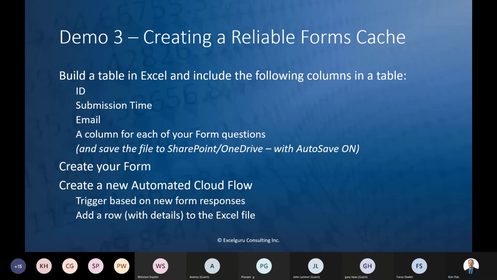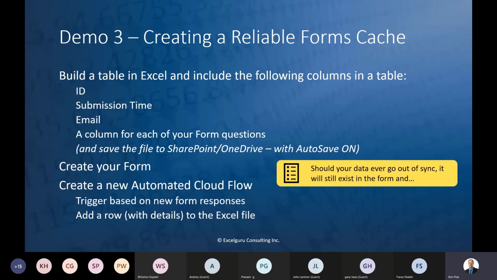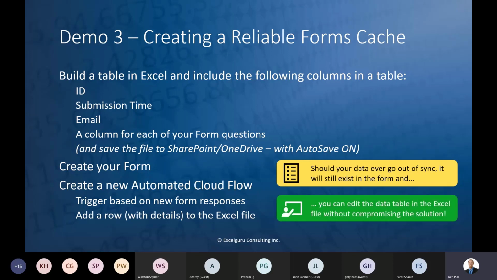Pretty awesome. But better than the previous solution, because if the data ever goes out of sync between these two things, it still exists in the form with the index number. So you can go, wait a minute, I don't have a row 5. You can go back to the form, find the submission that was in row 5, and you can add it to the table in the Excel file without blowing up the solution. And that's the big thing here.